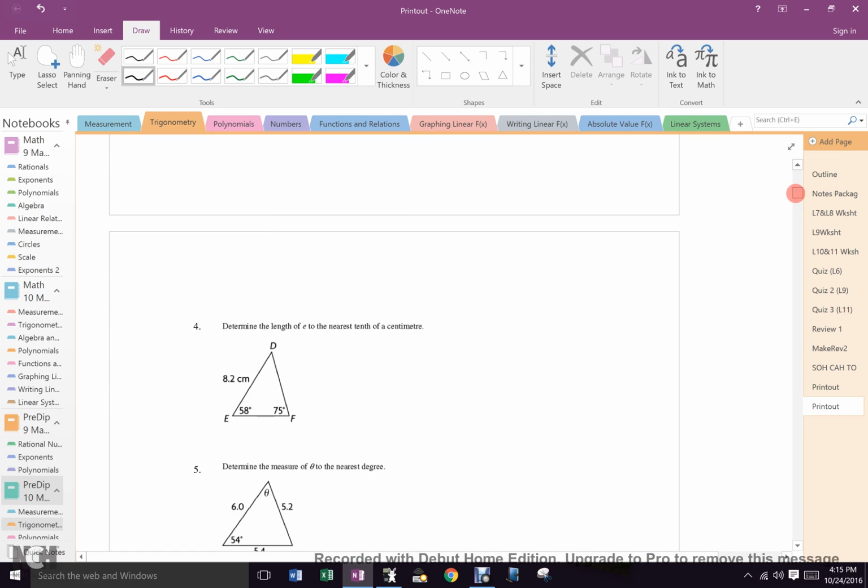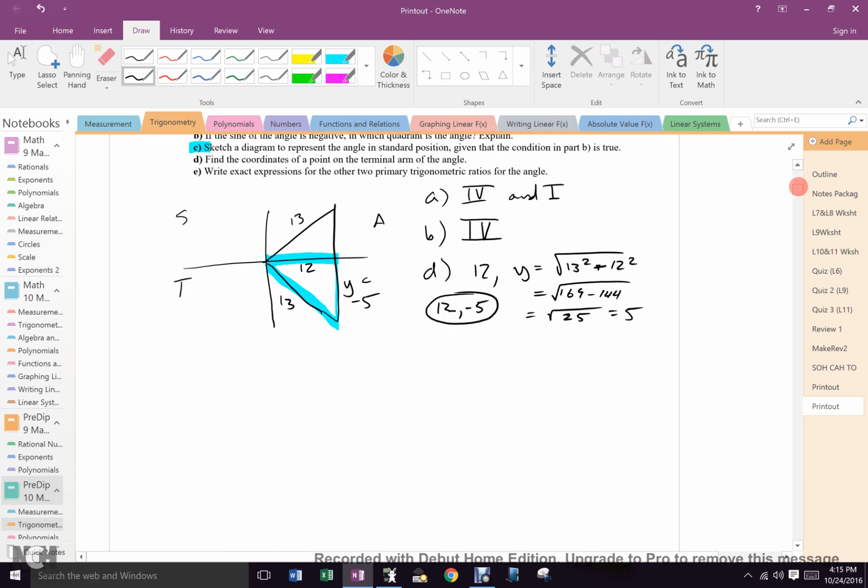And E, oops, write the exact expressions of the other ones. Well, I've already got sine. Sine equals -5/13. Cos equals 12/13. And tan equals -5/12.